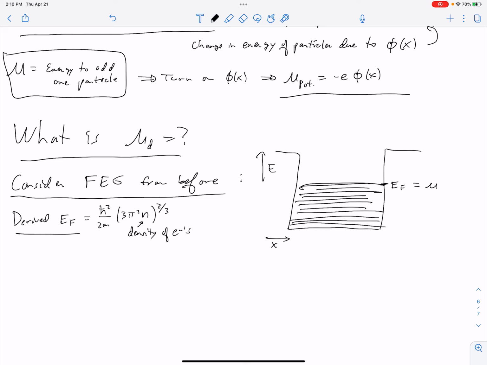And this is a big energy. And where did that energy come from? Why is the chemical potential so big in a metal? Is it because the electrons are repelling each other? Well, the answer is no. It's not the Coulomb repulsion. The energy comes from the Pauli exclusion principle.